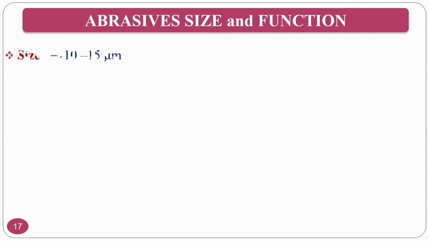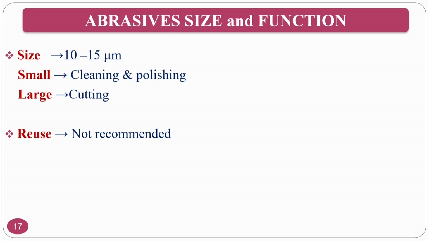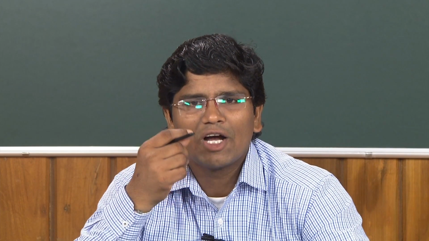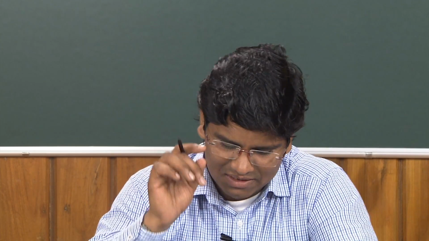So, abrasive sizes and functions. Normally, the abrasive particle size of 10 to 15 microns is the commonly used, because if you use very small particles, there will be a problem of agglomeration. That means multiple particles will come together as an agglomerate. Normally in this gas assisted process you may not get it, but in water jet machining, or where some people use other liquids, agglomeration will be a problem. So, you should go for specified particle sizes.